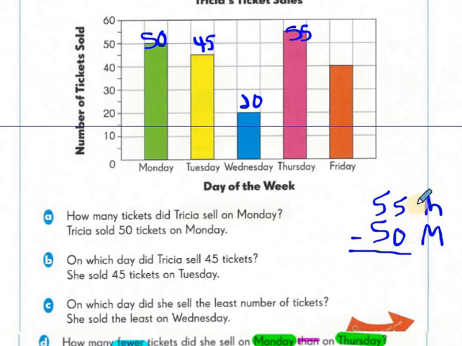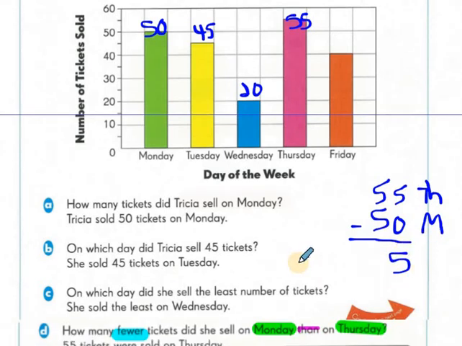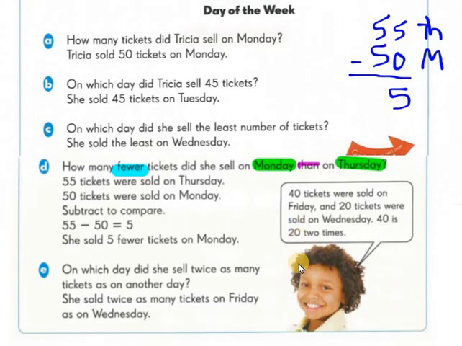I love that. Not fourth grade, excuse me, first grade math. That makes it so much easier to calculate. 5 minus 0 is 5. And 5 minus 5 is 0. So 5 tickets. How many fewer tickets? 5 fewer tickets. On which day did she sell twice as many tickets as on any other day?